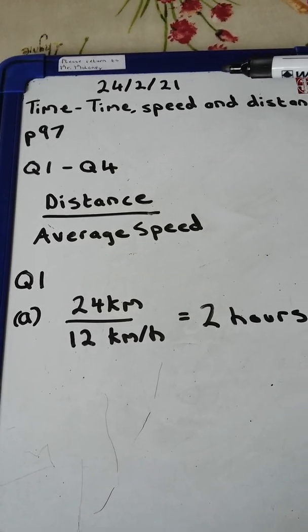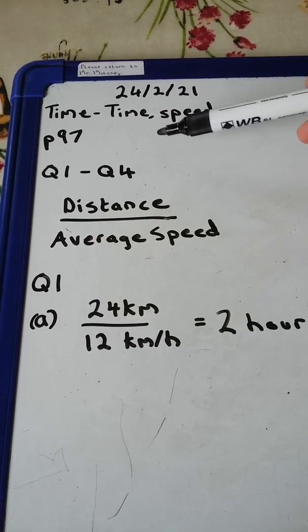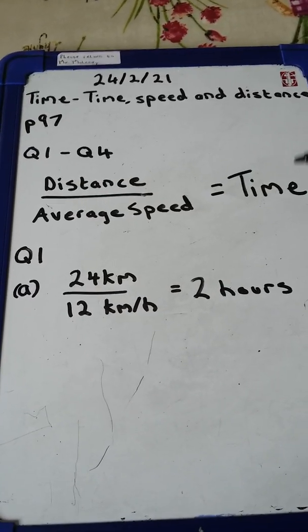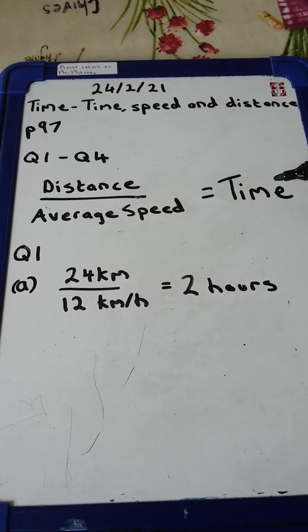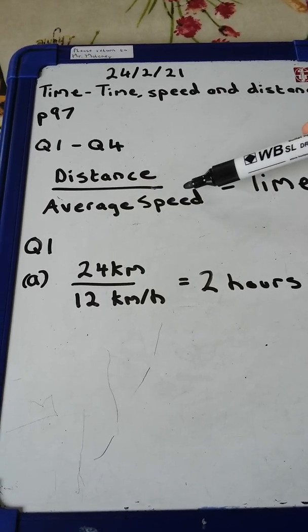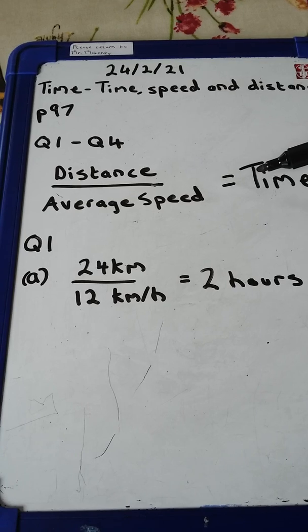Page 97, you'll have your date, your title, your page number. Whenever you're asked to find the time something took, you get the distance, you divide it by the average speed, and that will give you the time.